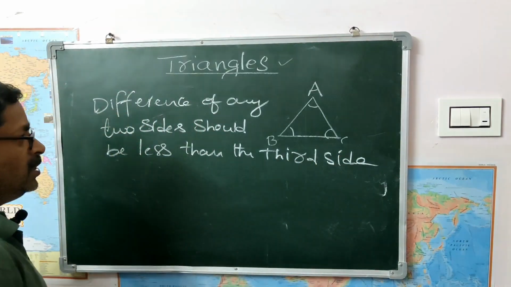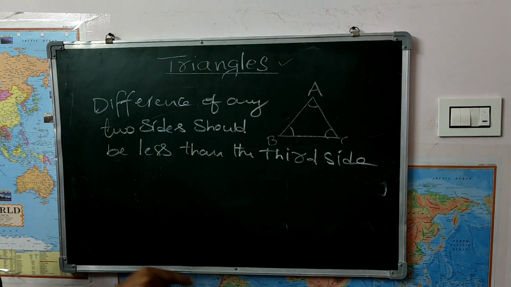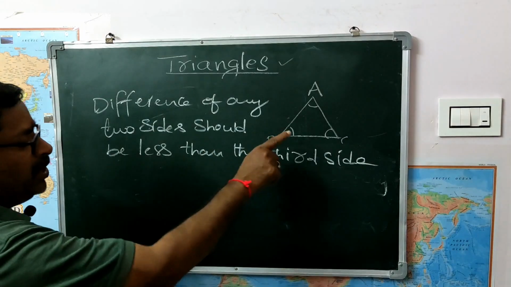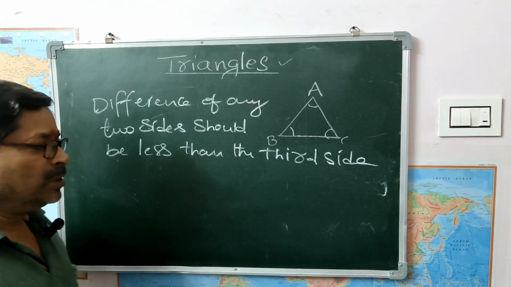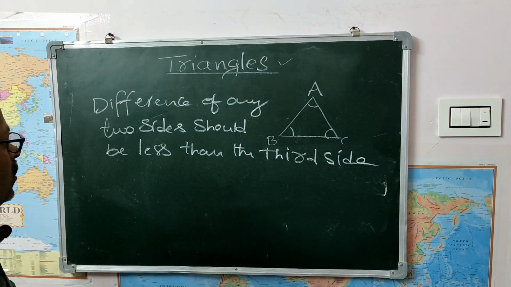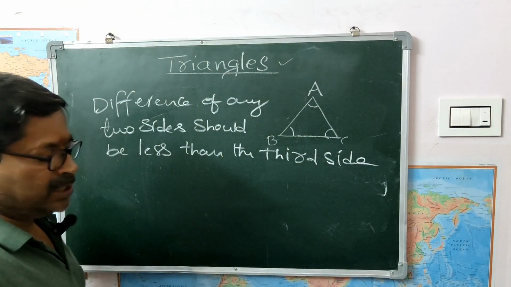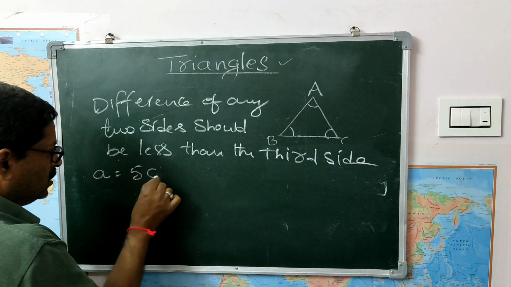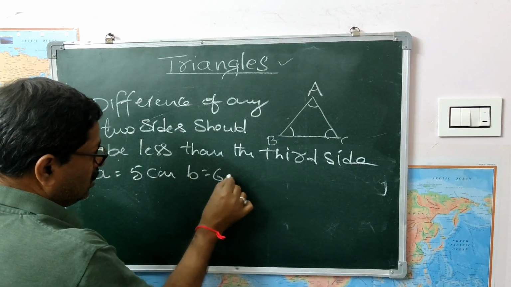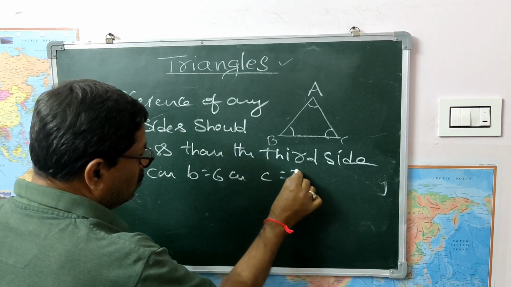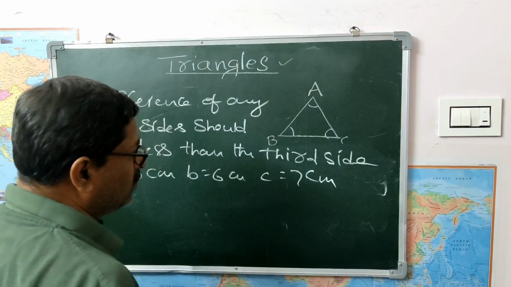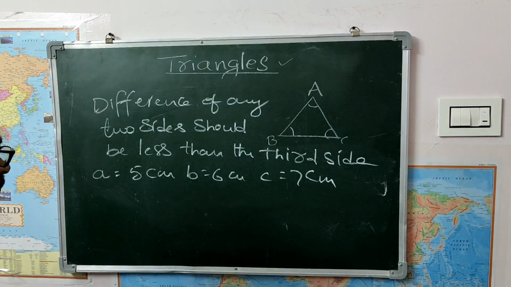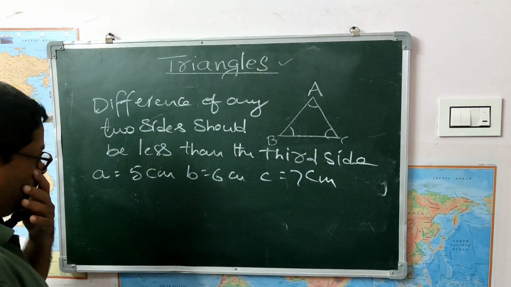Now let us take an example and discuss. Remember, in the earlier property, what we have seen is the sum of any two sides must be greater than the third side. But in this case, it is the difference of any two sides. Let us take a set of measurements. A is equal to 5 centimeters, B is equal to 6 centimeters, and C is equal to 7 centimeters. The same measurements we took in the previous example. Now let us work out this one.